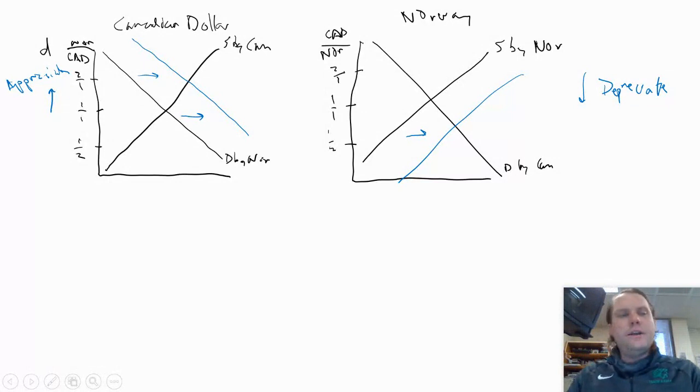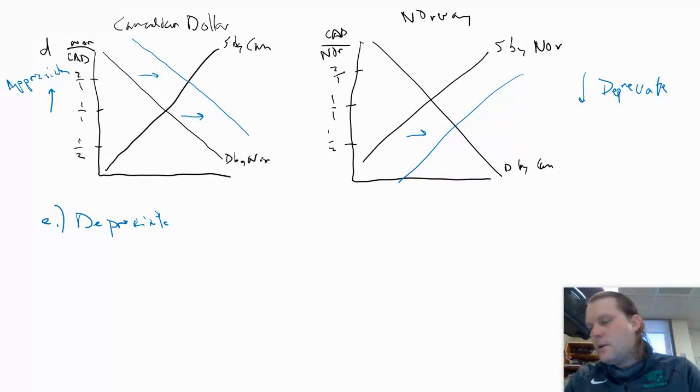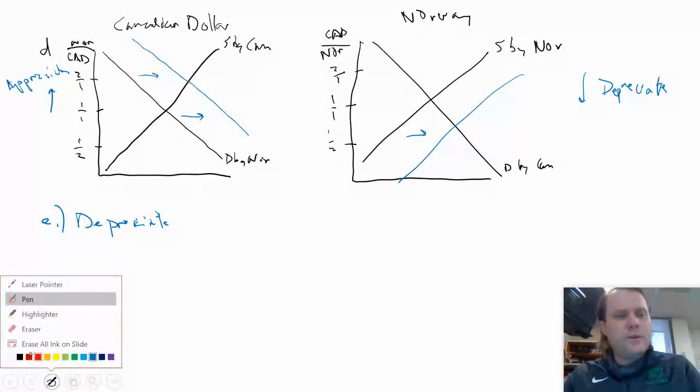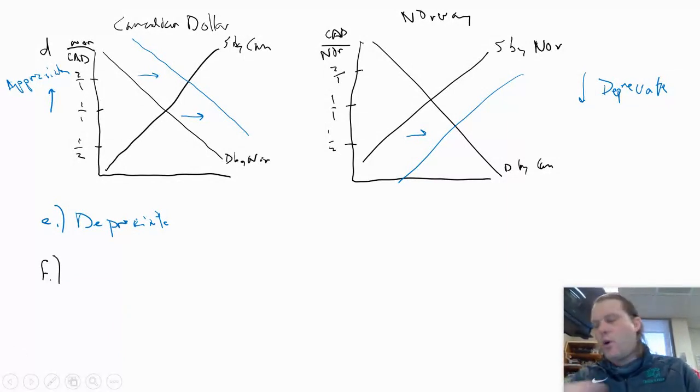All right. Part E asks us, again, we kind of got ahead of ourselves, which is good, what happens to the Norwegian krone. It is going to depreciate. Part F gets us into this capital flows account. Now, it's given us part of the answer.